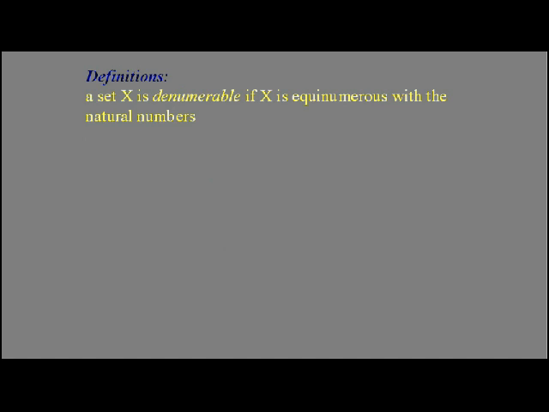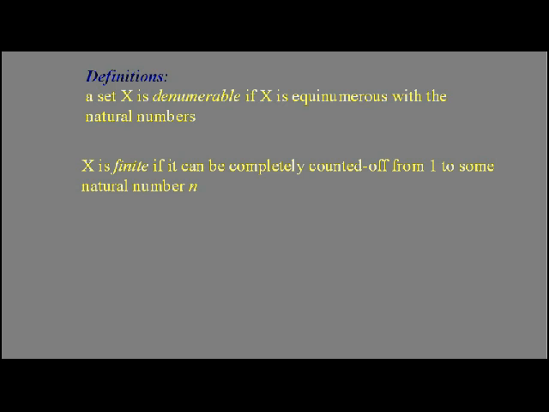Now for some definitions. We say that a set X is denumerable if it is equinumerous with the natural numbers. That is to say, if its cardinality, which is the number of elements contained within it, is equal to the number of natural numbers. Now, of course, the number of natural numbers is infinite. We say that a set X is finite if it can be completely counted off, if we can count off its members from 1 to some natural number n.